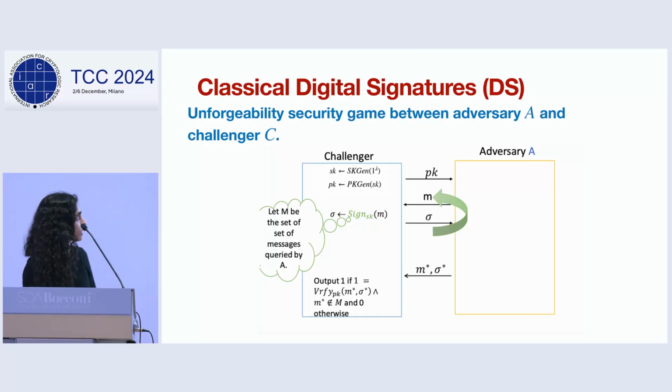More formally, a digital signature scheme is just a tuple of algorithms. There's a secret key generation algorithm which outputs the secret key. This key is used to sign messages. There's a public key generation algorithm which is used for verification of signed messages.